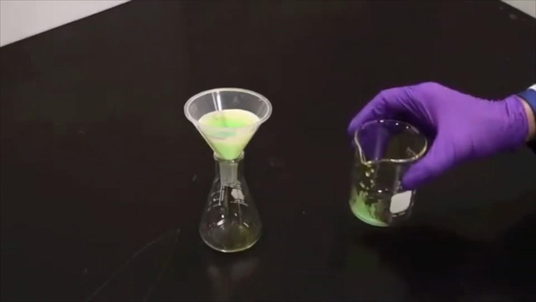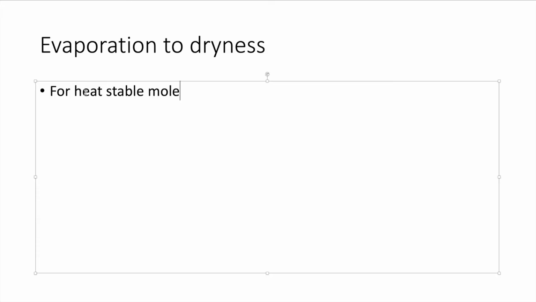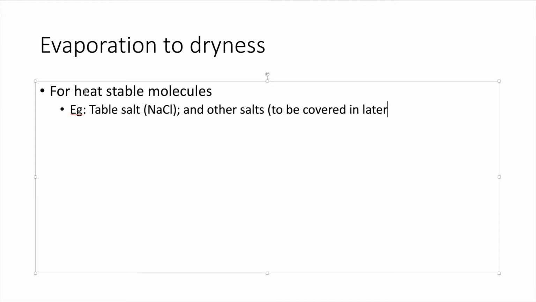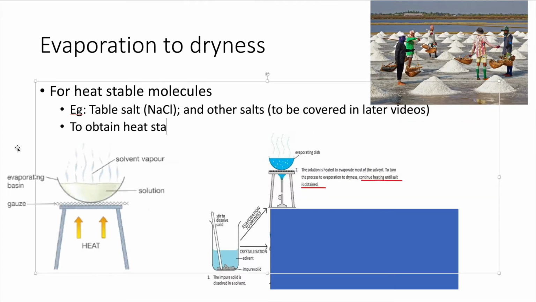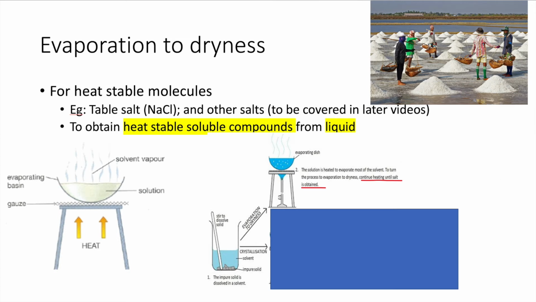Next will be evaporation to dryness, usually for items that are heat stable. The easiest example here will be table salt, sodium chloride, NaCl. Usually to harness the salt from the sea, it is evaporated to dryness because NaCl is heat stable. You can just put it in this setup and boil off the water.